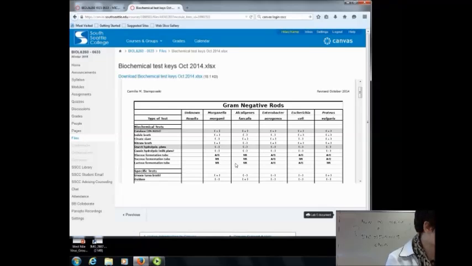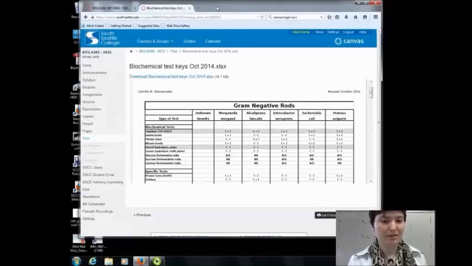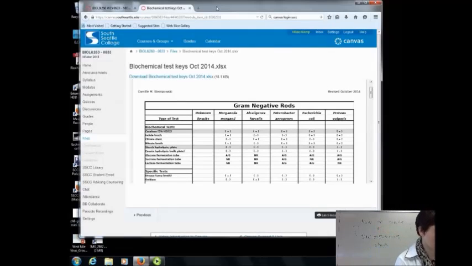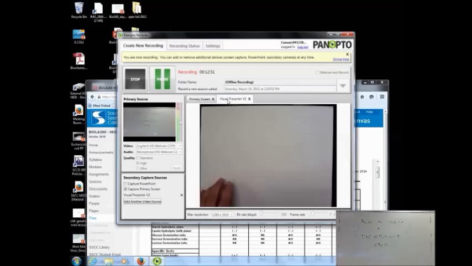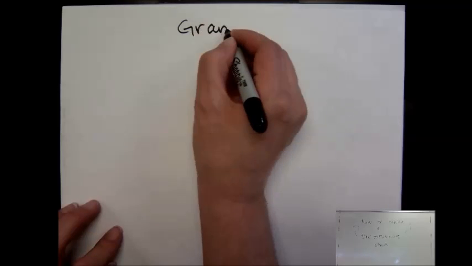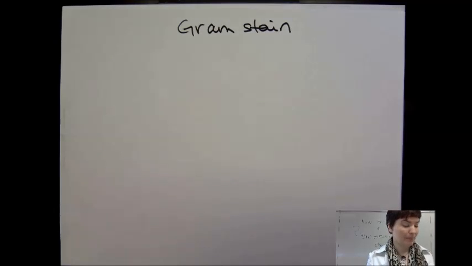What I'd like to emphasize at this point is that you need to make 2 dichotomous charts. You need to make one for the gram-positives and one for the gram-negatives. As part of our unknown ID process, when you get your unknown, the first thing you're going to do is a gram stain. Based on that gram stain, you're then going to use either your gram-positive dichotomous chart or your gram-negative dichotomous chart, which means you have to come to class with both of them prepared.